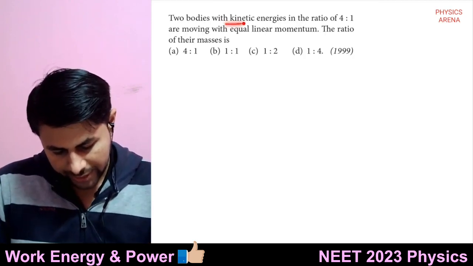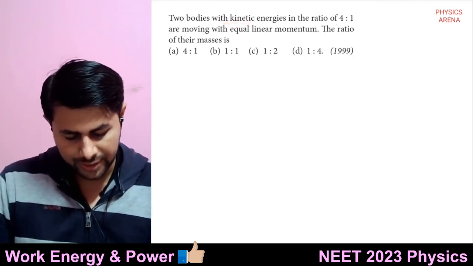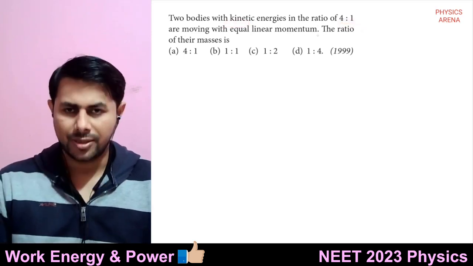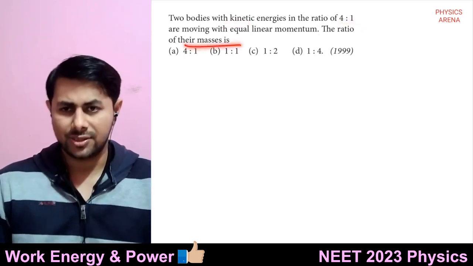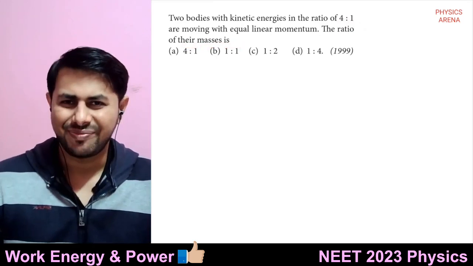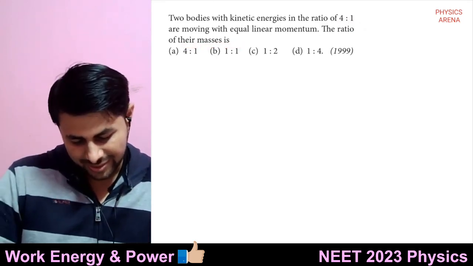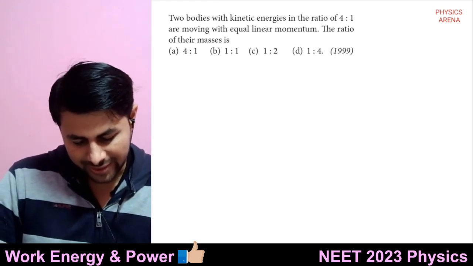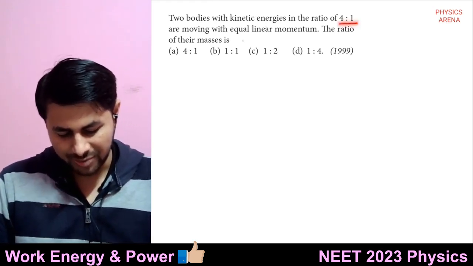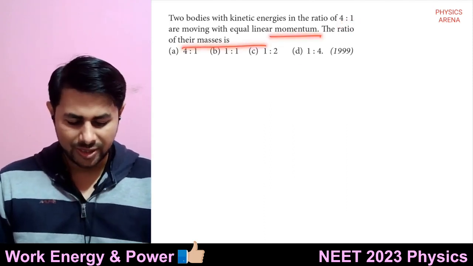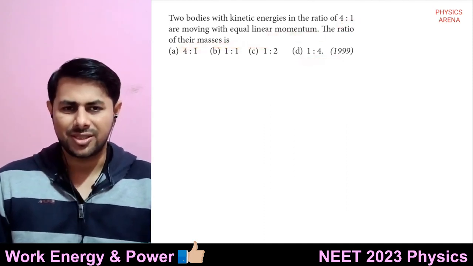Two bodies with kinetic energies in the ratio 4 is to 1 are moving with equal linear momentum. The ratio of their masses is, see how many questions have been asked based upon this. Two bodies with kinetic energies in ratio 4 is to 1 are moving with equal linear momentum, right? The ratio of their masses is 1 is to 4. Very good, Sanjay.